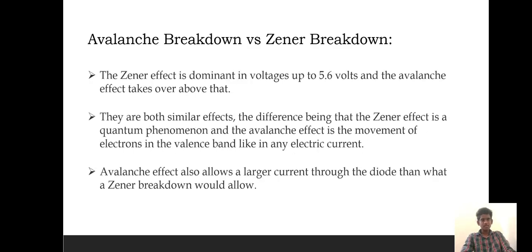Avalanche breakdown versus Zener breakdown. The Zener effect is dominant in voltages up to 5.6 volts and the avalanche effect takes over above that. They are both similar effects, the difference being that the Zener effect is a quantum phenomenon and the avalanche effect is the movement of electrons in the valence band. Like in an electric current, the avalanche effect also allows a larger current through the diode than what a Zener breakdown would allow.